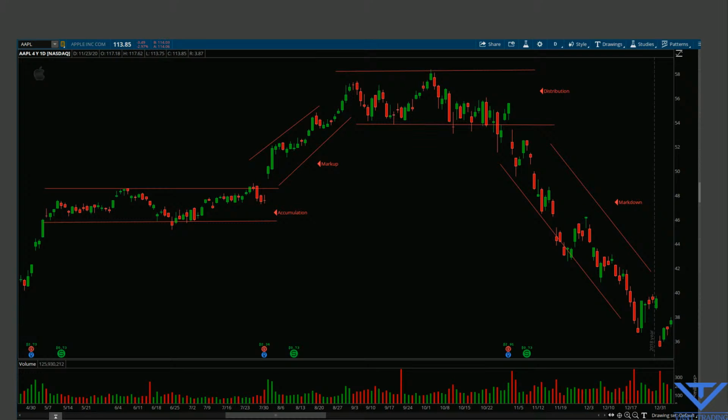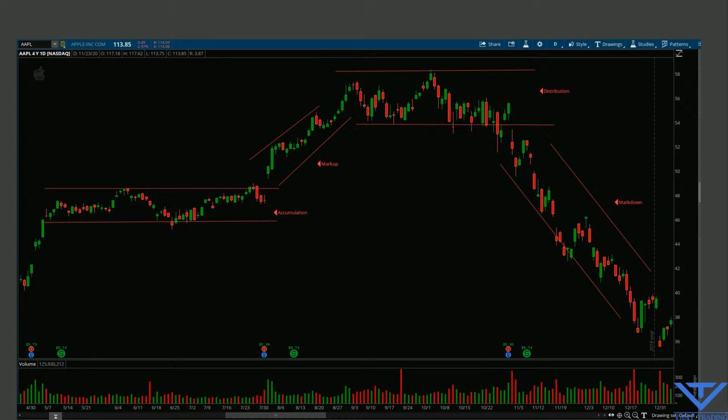This is just a visual representation. Why does this matter? This is kind of weird and academic. Well, understanding the phase that the stock or the market is in is going to help save you. If you're trying to buy Apple during that period of accumulation, if you're trying to day trade Apple, it's probably not going to move that much.